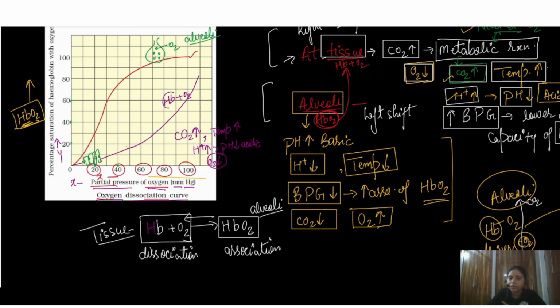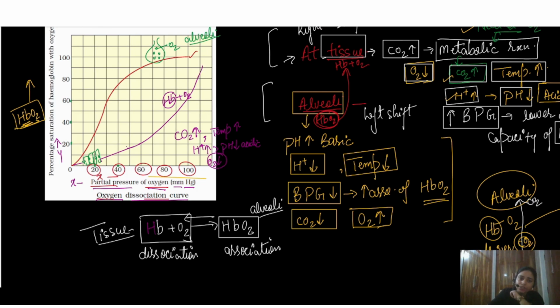So the Hb, the carrier, will become free now to take the CO2, because it has dropped the oxygen to the tissues. Now it can take the CO2. Now what will happen here? The O2 is dissociated, so it is indicating that it is the dissociation.